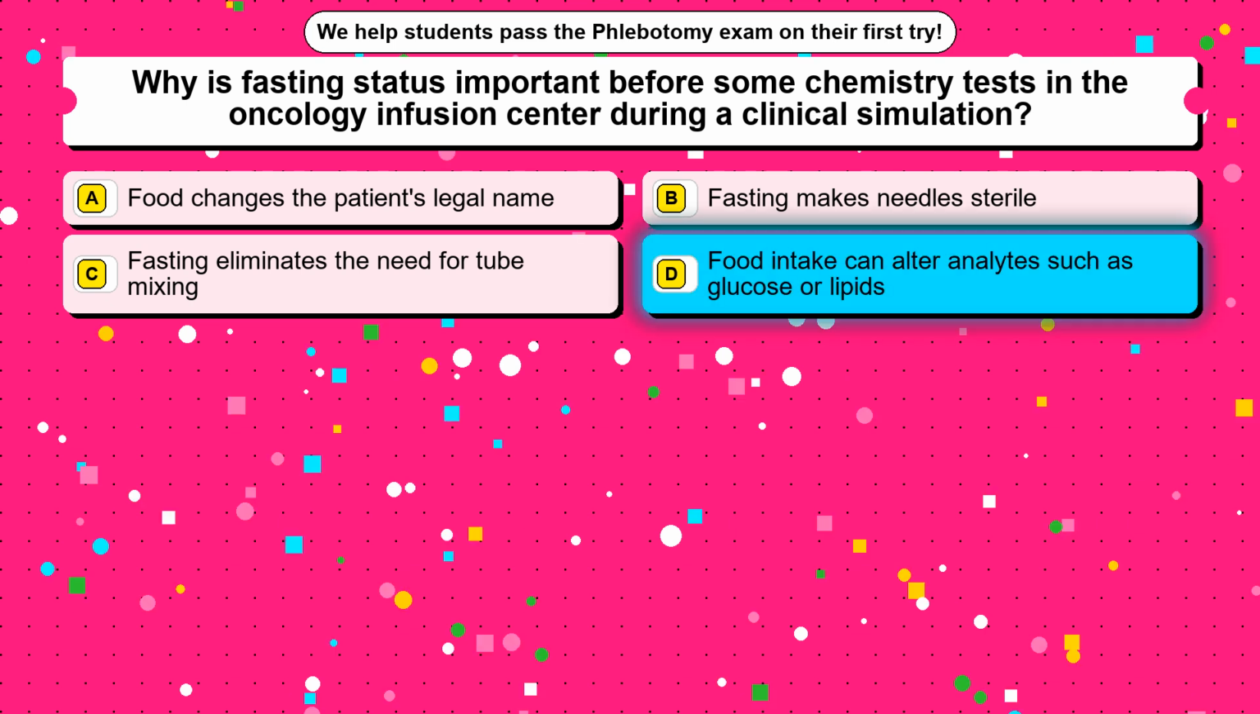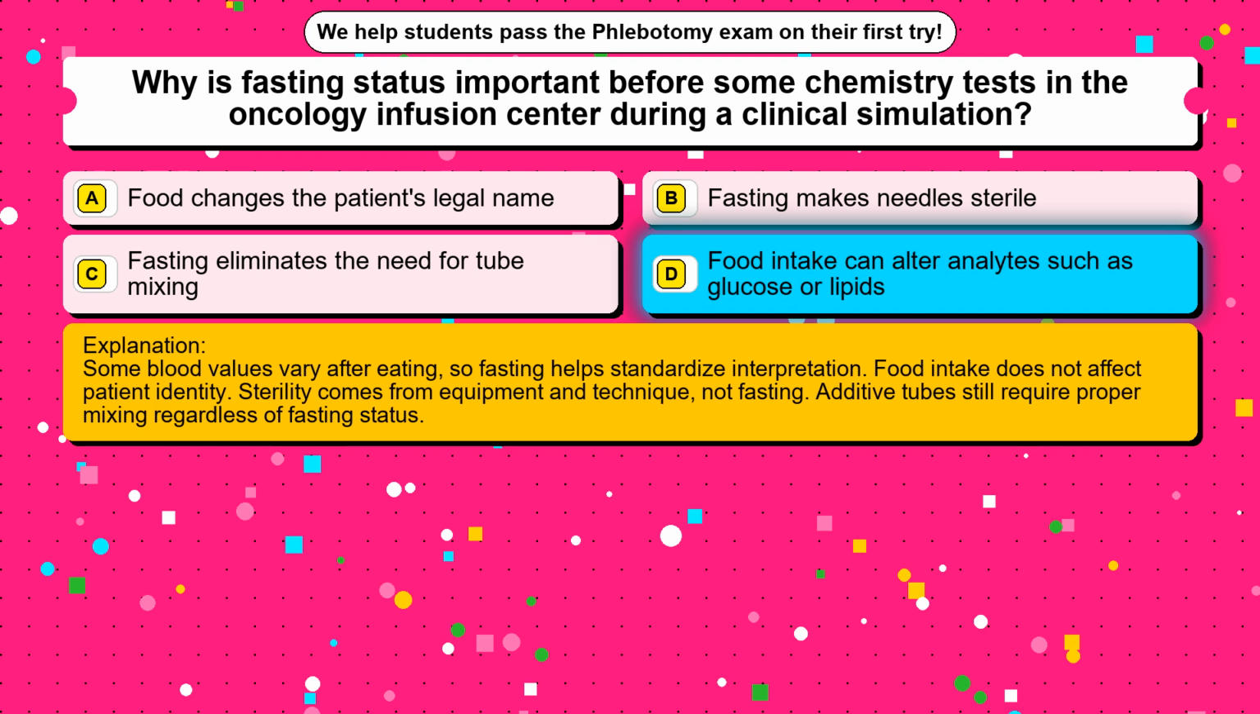The correct answer is option D. Food intake can alter analytes such as glucose or lipids. Some blood values vary after eating, so fasting helps standardize interpretation. Food intake does not affect patient identity. Sterility comes from equipment and technique, not fasting. Additive tubes still require proper mixing regardless of fasting status.